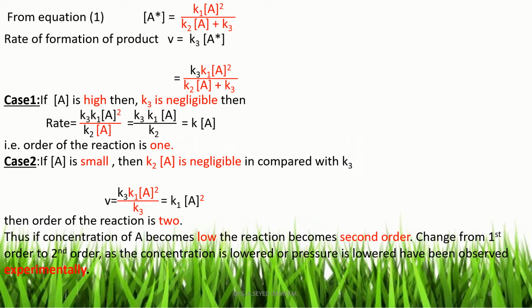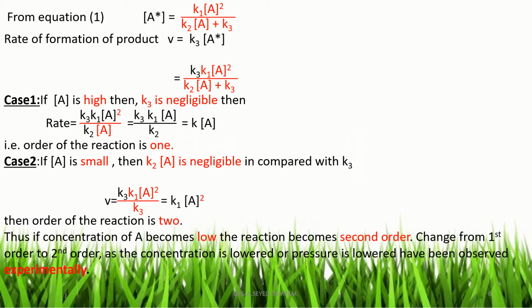Now the rate of formation of the product, which is given by the rate of the reaction, is equal to K3 into concentration of A star. I already told that the second step is the rate determining step, the slow step. So the rate of formation of product is given by K3 into A star. On substituting the value of A star from the above equation, we get K3 K1 A power 2 divided by K2 A plus K3.